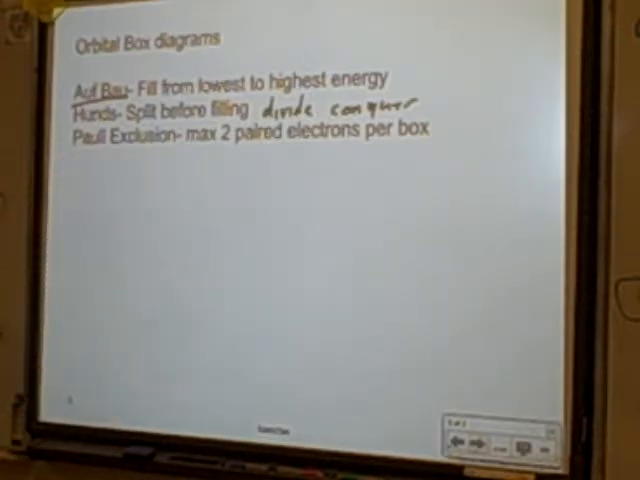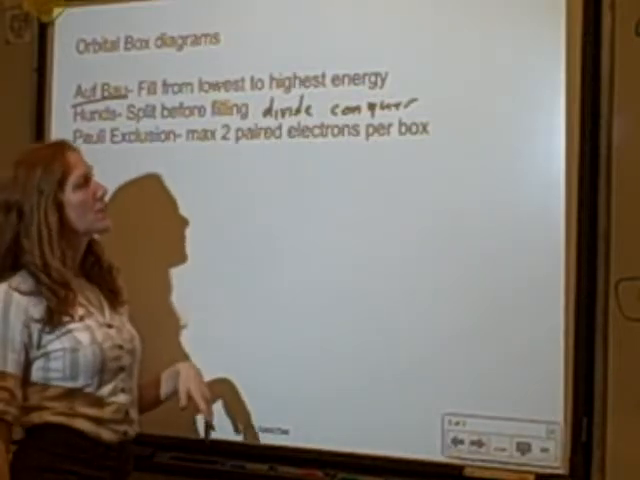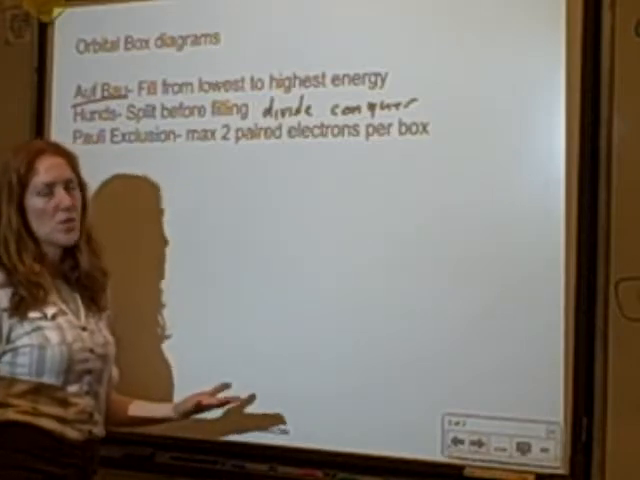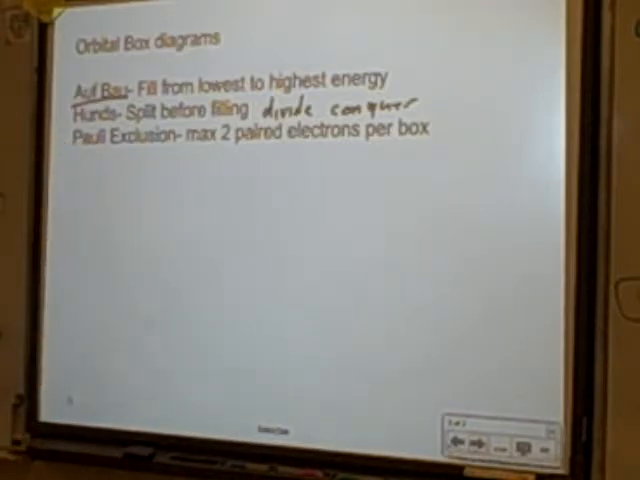Pauli exclusion, well that's the one I don't have anything to remember, but that's okay because it's the third one. Pauli exclusion tells us that we can have 2 electrons maximum paired per box. It's just how many fit. Any more than that, they don't fit. They're not stable, they repel each other too much, there's not enough space, so that's just a rule.